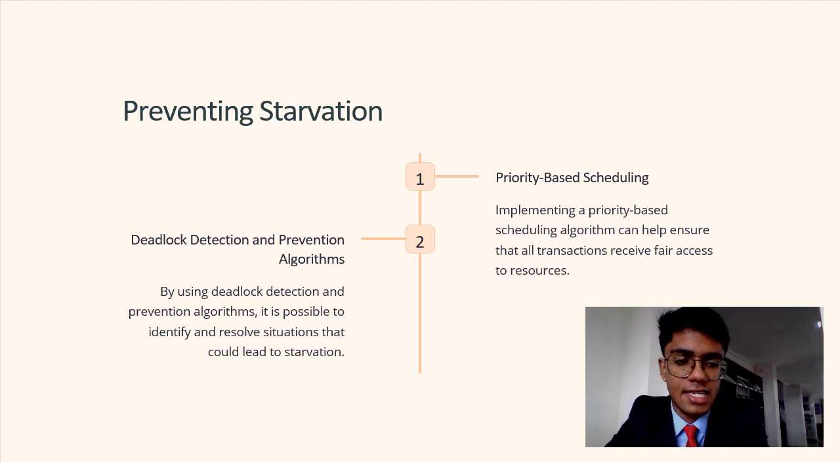The second strategy is priority-based scheduling. When implementing a priority-based scheduling algorithm, it ensures equitable resource access for all transactions. This mitigates the risk of certain processes being starved of essential resources.